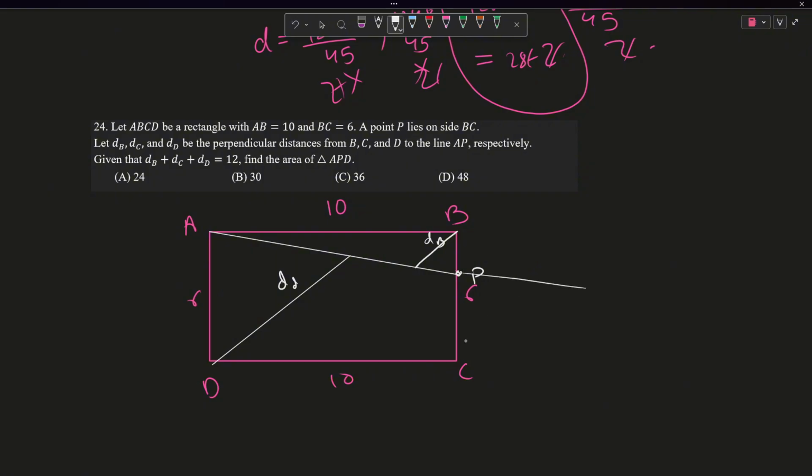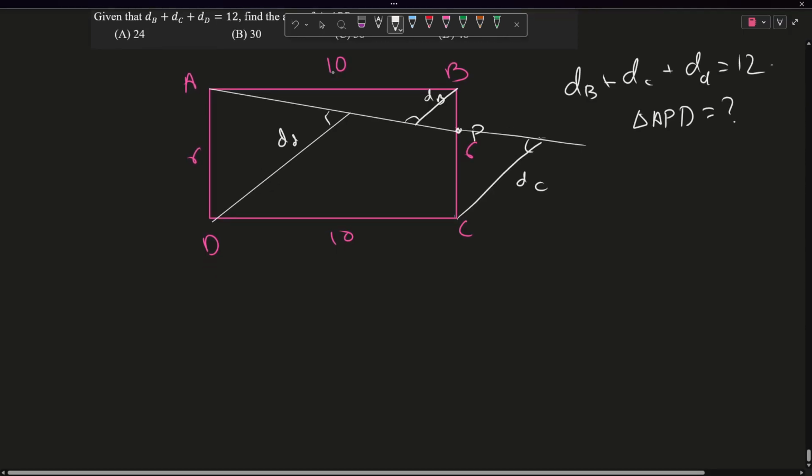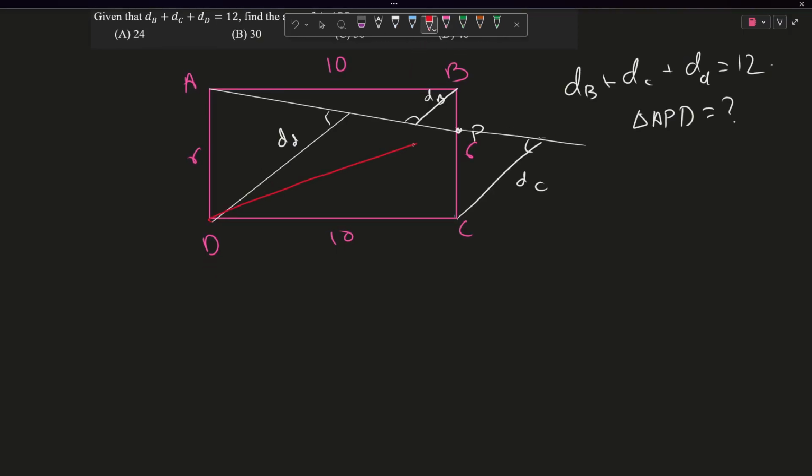And DC. These are just perpendicular, and DP plus DC plus EP is equal to some value, and we need to find the triangle APD's area. So this is just a trick problem, because this condition is just unnecessary.